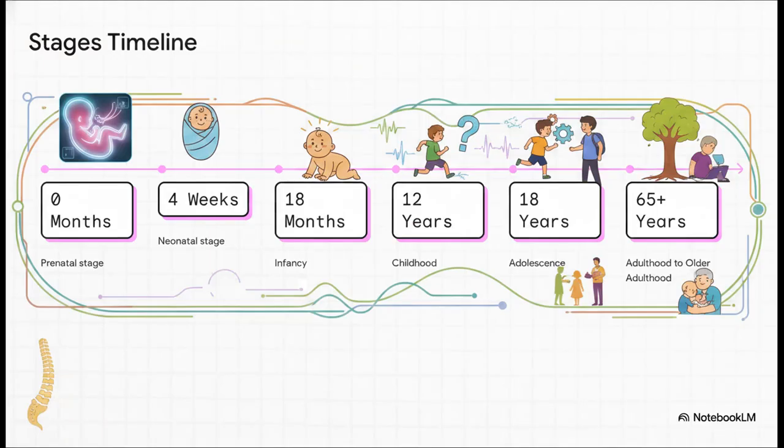When we take a step back and put this entire chronological journey together, from 0 months in the prenatal stage to a 4-week neonate, 1.5 years in infancy, 12 years wrapping up childhood, 18 years finishing adolescence, all the way to 65+ years moving into older adulthood, it brilliantly illustrates a core truth. Human development isn't just something that happens to kids. It is a continuous, lifelong process of physical, cognitive, and social change.